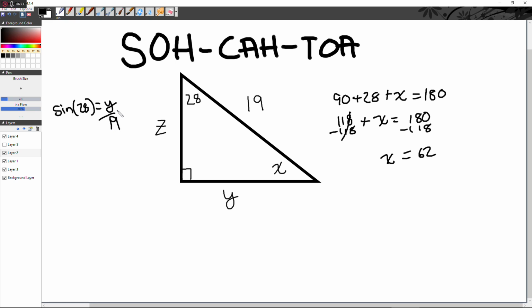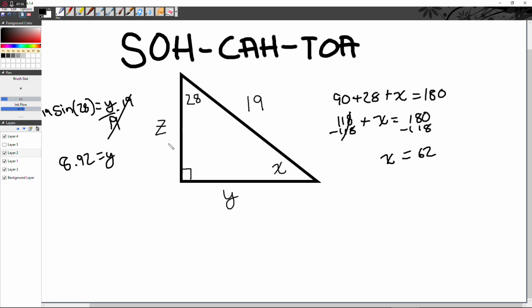To solve for this, all I do is multiply both sides by 19. So we have 19 times the sine of 28 equals y. Let's see here. I believe when you multiply that out, you will get 8.92 equals y. Okay, now we got to solve for z. Could we do Pythagorean theorem?